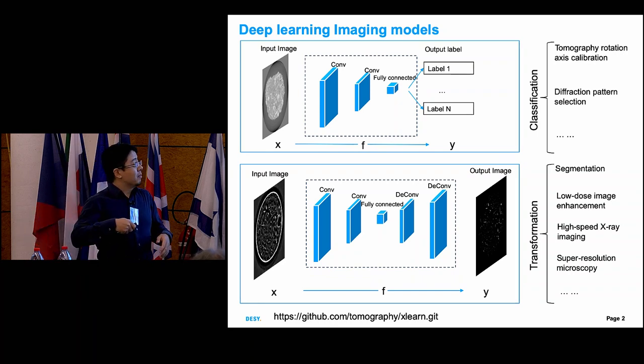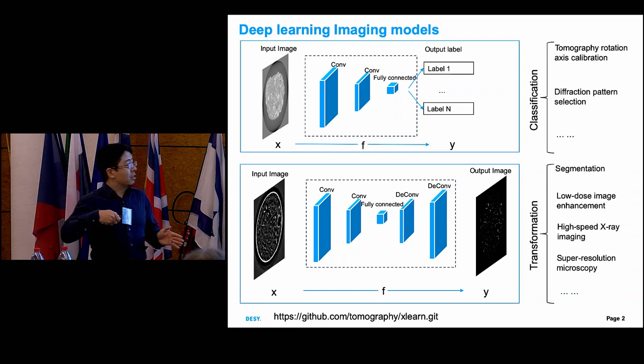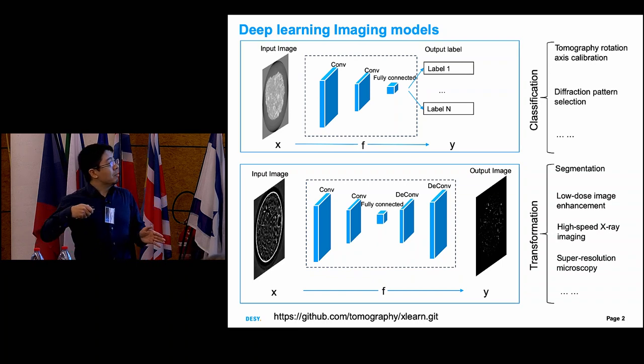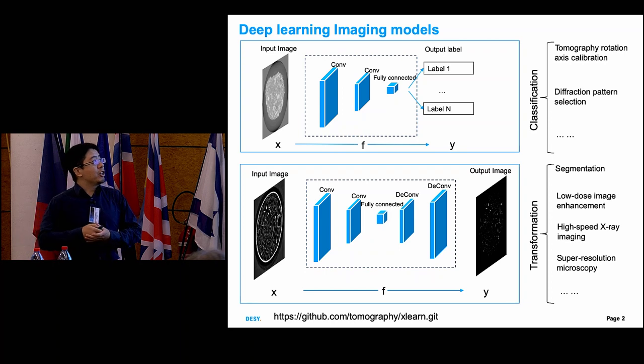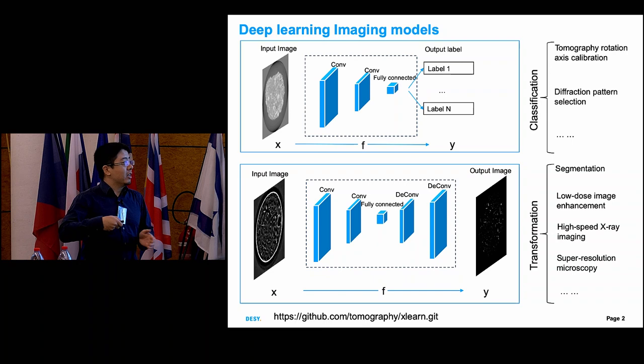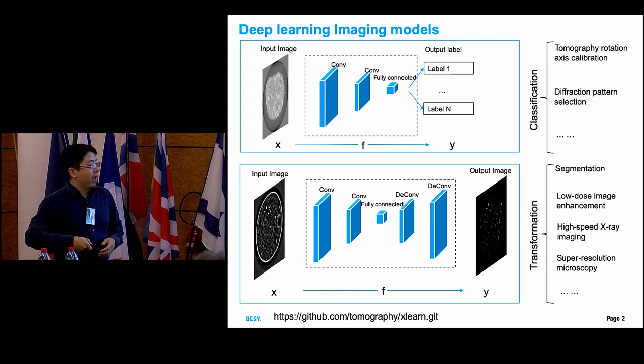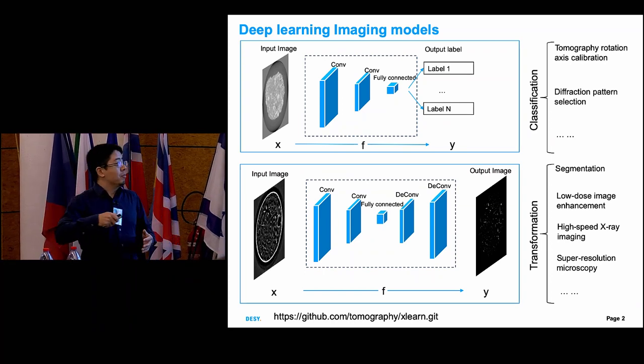For transformation, you have two forms of the image, and you want to find the transformation rule between these images. Based on these two major models, I developed tools for tomography rotation axis calibration and diffraction pattern selection. For transformation, I developed tools for segmentation, low-dose image enhancement, high-speed X-ray imaging, and also super-resolution. Beyond this, I also have other developments on the way.